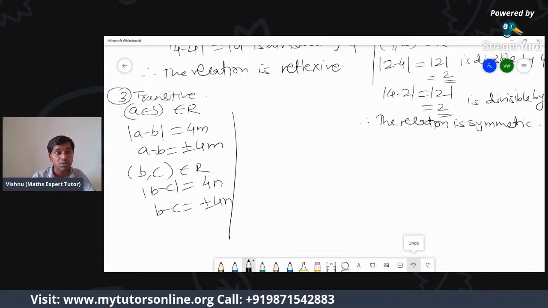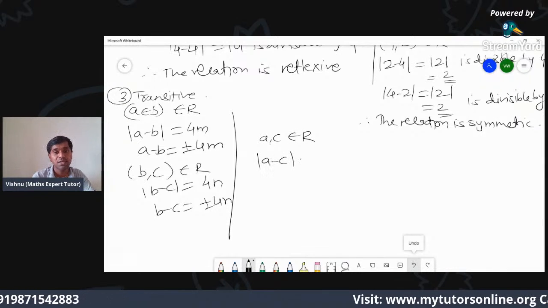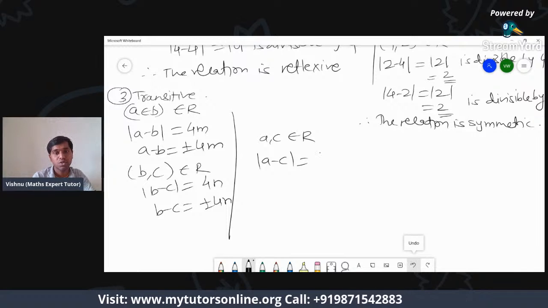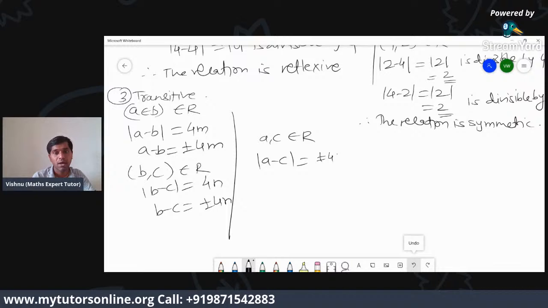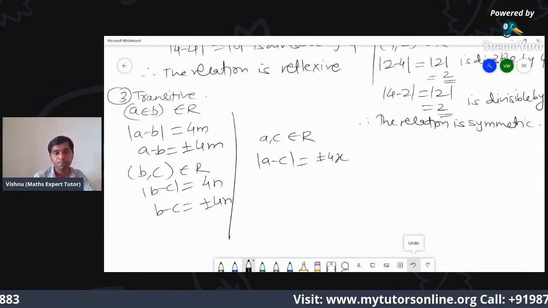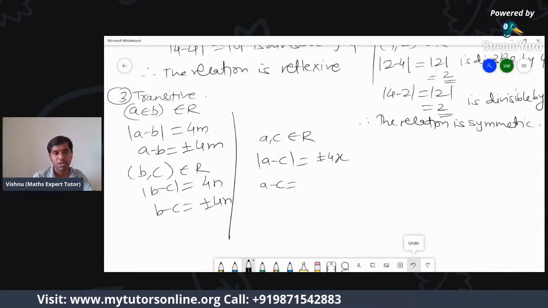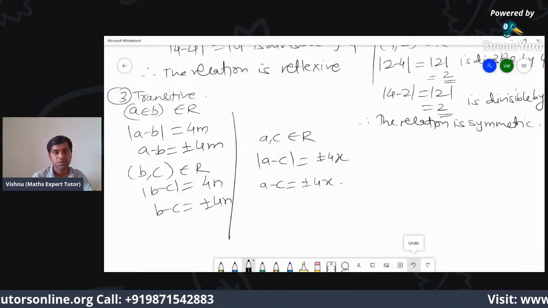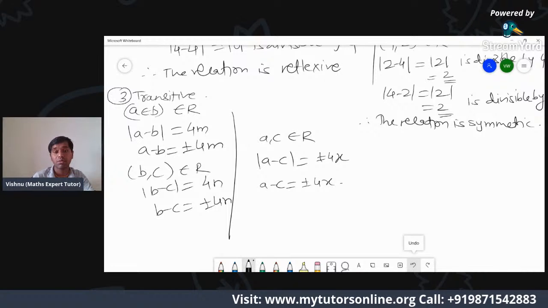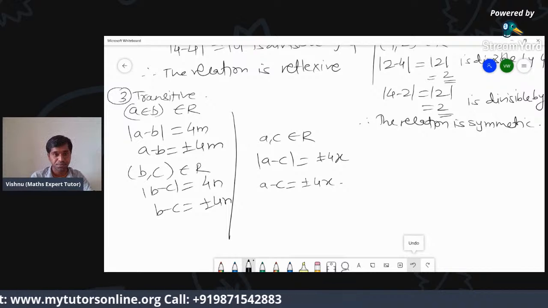Now for this relation to be transitive, A minus C should be divisible by 4. Let's say 4x. Now you see, the value of A minus C will become plus or minus 4x. If it comes out as plus or minus 4x, then only it can be a multiple of 4.